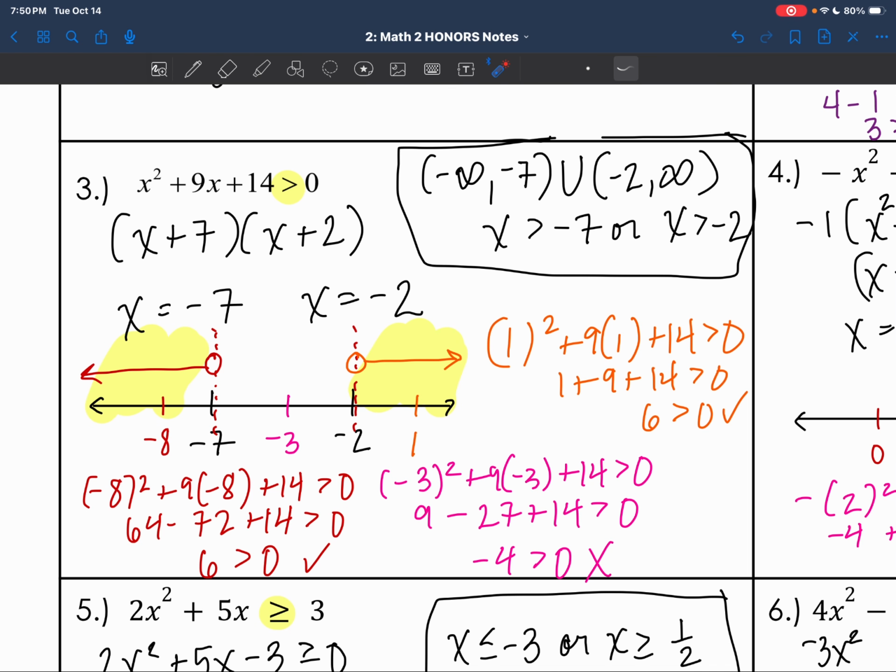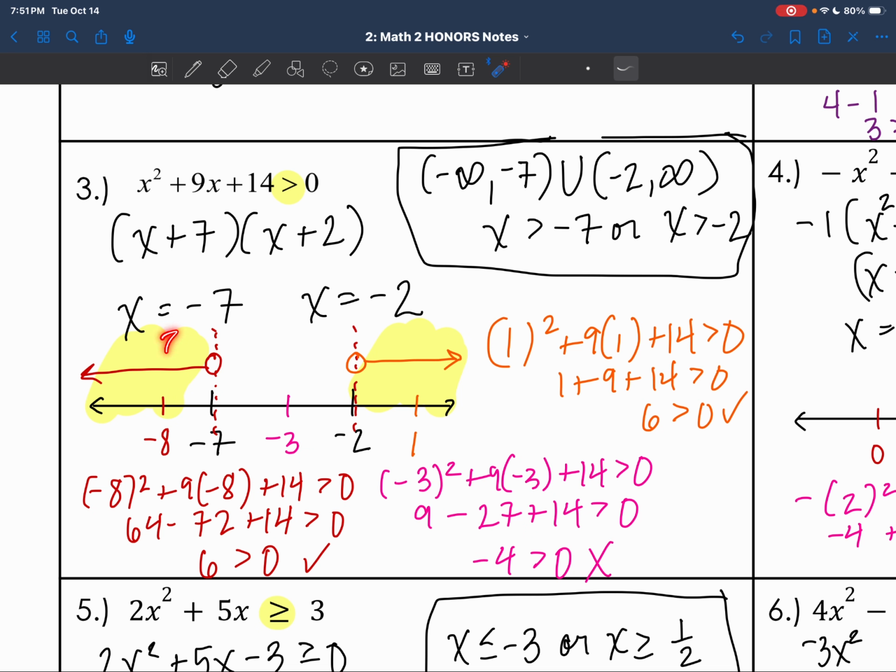All right, for number 3, this is kind of the same thing as far as solving it. I factored this. I set them both equal to 0. So I got x plus 7 equals 0, x plus 2 equals 0. So I've got x equals -7 and x equals -2. So when I factor that, I know that this part is going to be open because there's no line underneath there. And I know this one's going to be open and dashed because there's no line there.